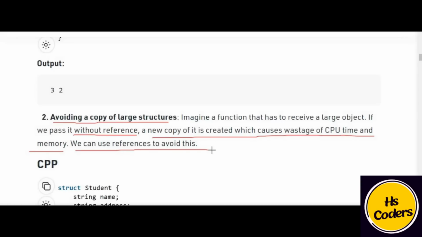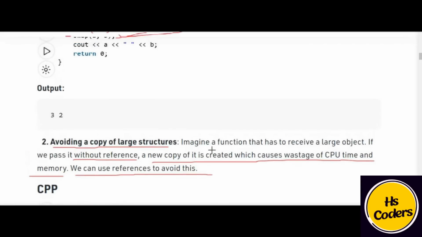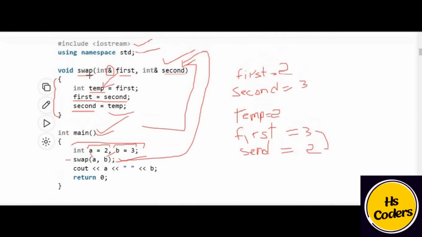variable that are defined inside the main function, because it is passing it as a copy and it will take a lot of CPU memory. But if we pass this variable as references, just like we are doing here in this swap function, it will not send the copy.